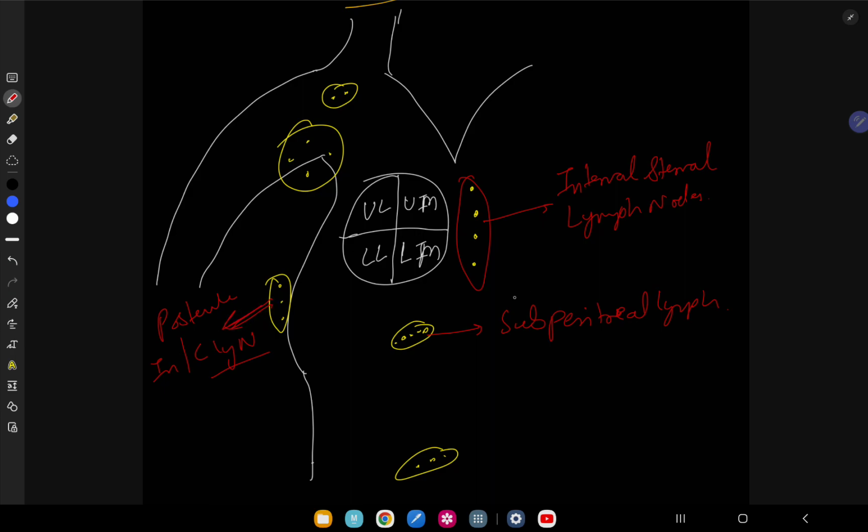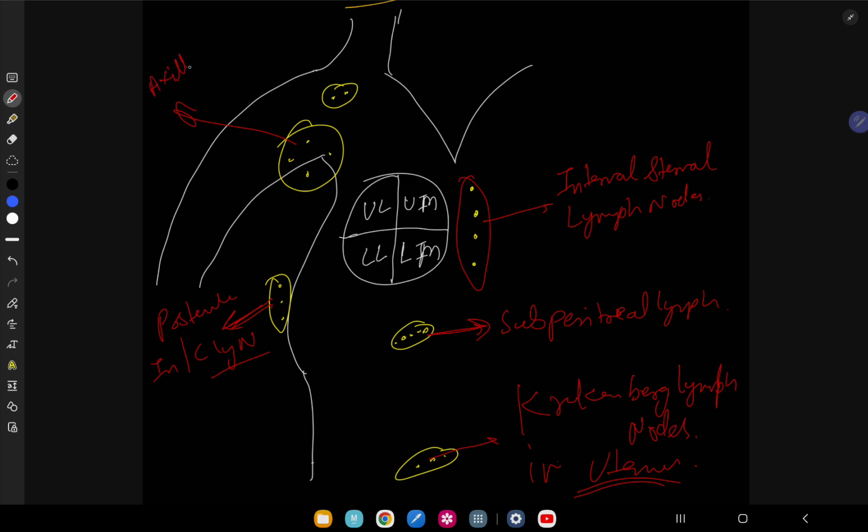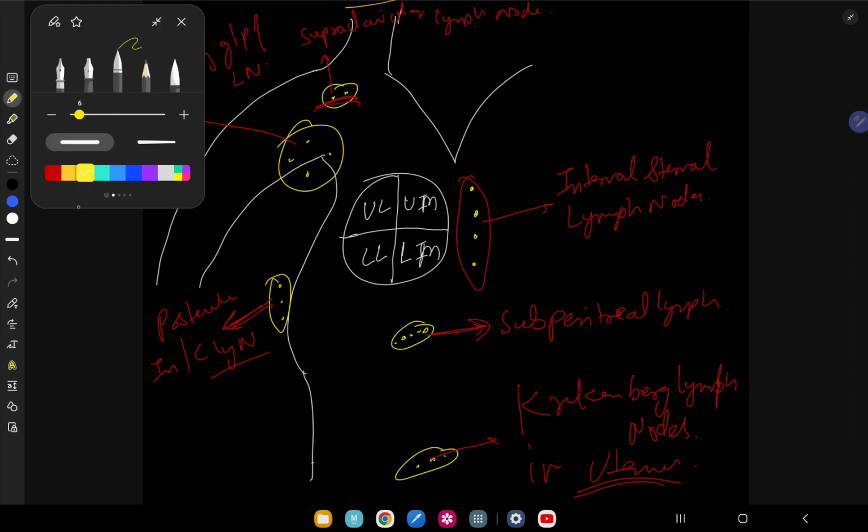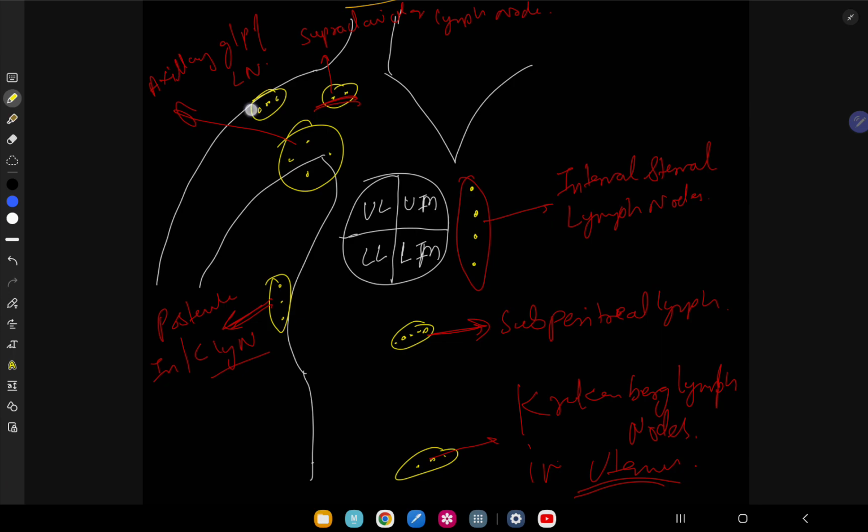Posterior intercostal lymph nodes, subperitoneal lymph nodes, Krukenberg lymph node, situated in vagina, your uterus, lower uterine part. Axillary group of lymph nodes. In this we see there is a clavicle bone, so supraclavicular lymph node. There is a muscle called pectoralis, deltopectoral lymph node.